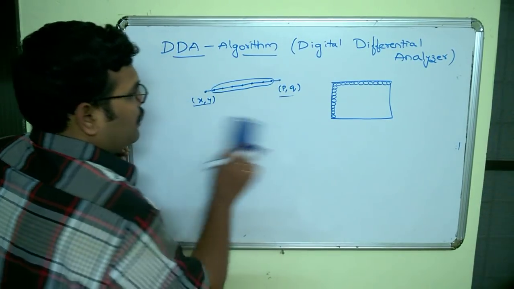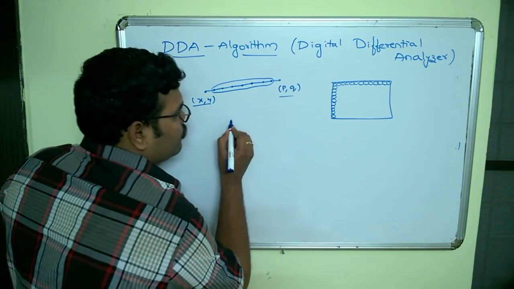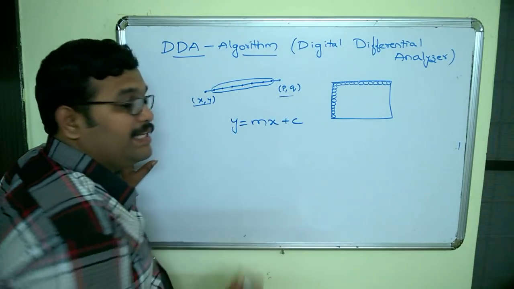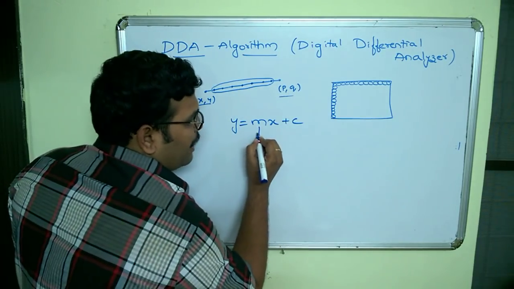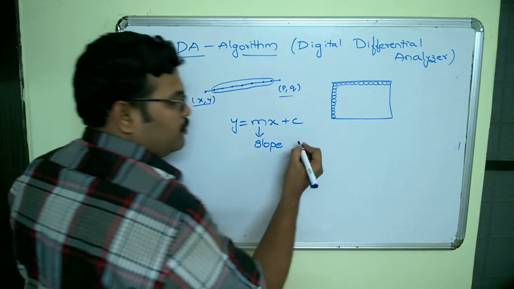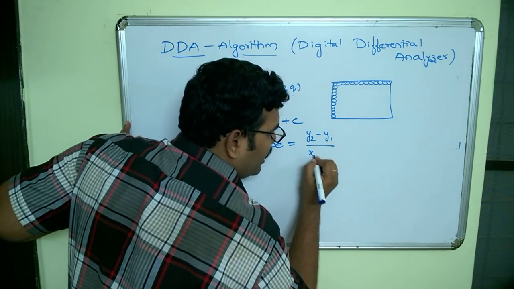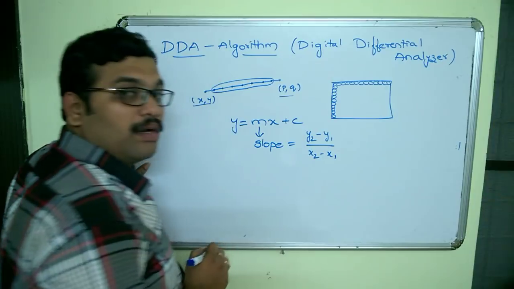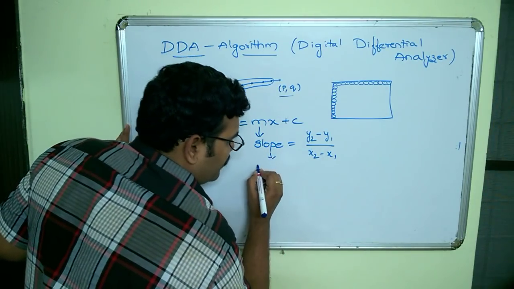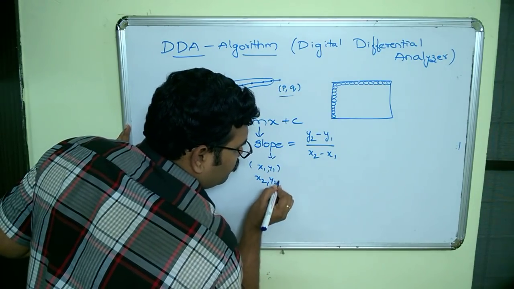Now, as we know, the line formula is y is equal to mx plus c. Here m is nothing but the slope, which is y2 minus y1 by x2 minus x1. This slope is for the points x1, y1 and x2, y2.